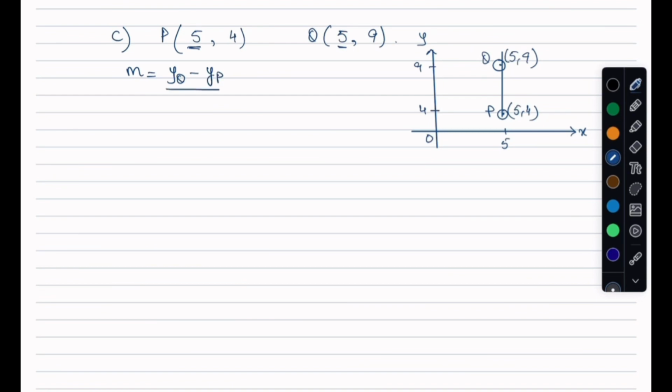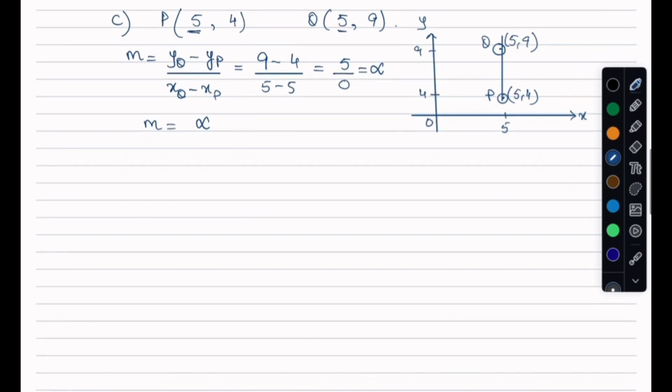I know that the gradient is the y coordinate of Q minus the y coordinate of P, divided by the x coordinate of Q minus the x coordinate of P. Meaning it's 9 minus 4 divided by 5 minus 5, or 5 divided by 0. Any number divided by 0 is infinity, or undefined. Therefore, the gradient for this line comes out to be undefined. So this is the third type of gradient that we have over here.